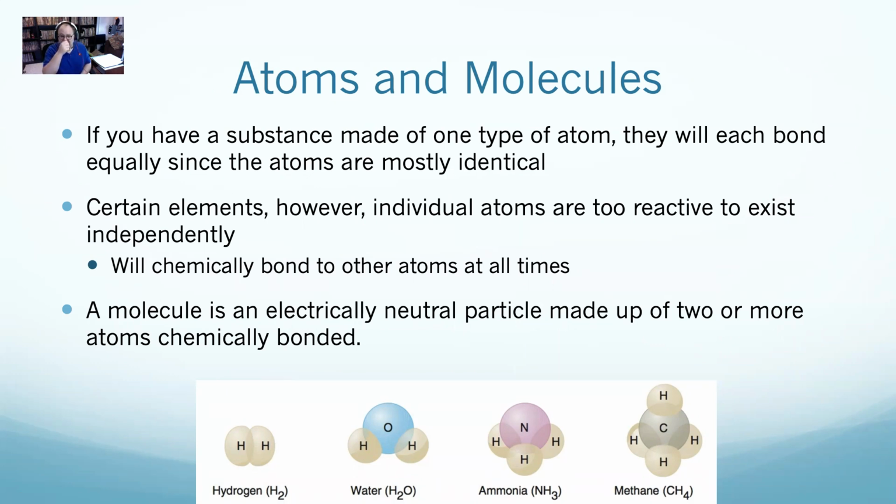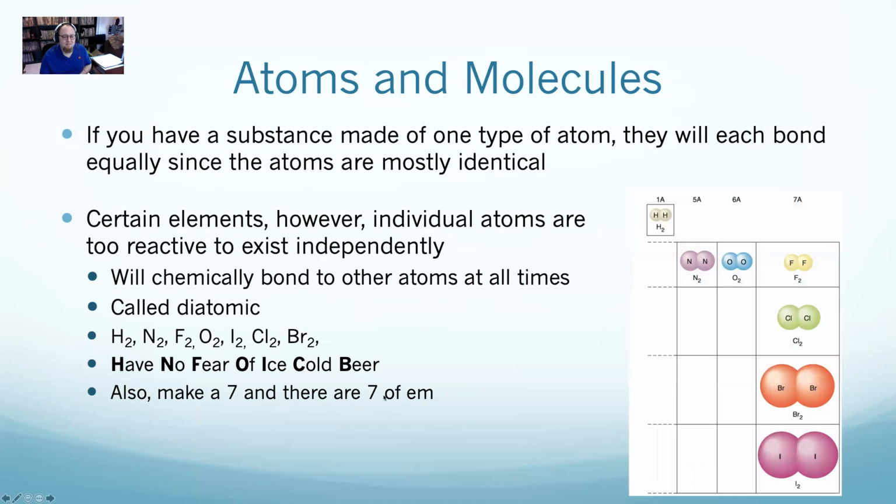Of note, these 7 elements I'm talking about, like the hydrogen, if you have a lone hydrogen, it will bond to an oxygen or a nitrogen or a carbon, or worst case, to another hydrogen. If you have a substance of one of these elements, they will always form a compound, even if it's only with themselves. These are called diatomic elements.